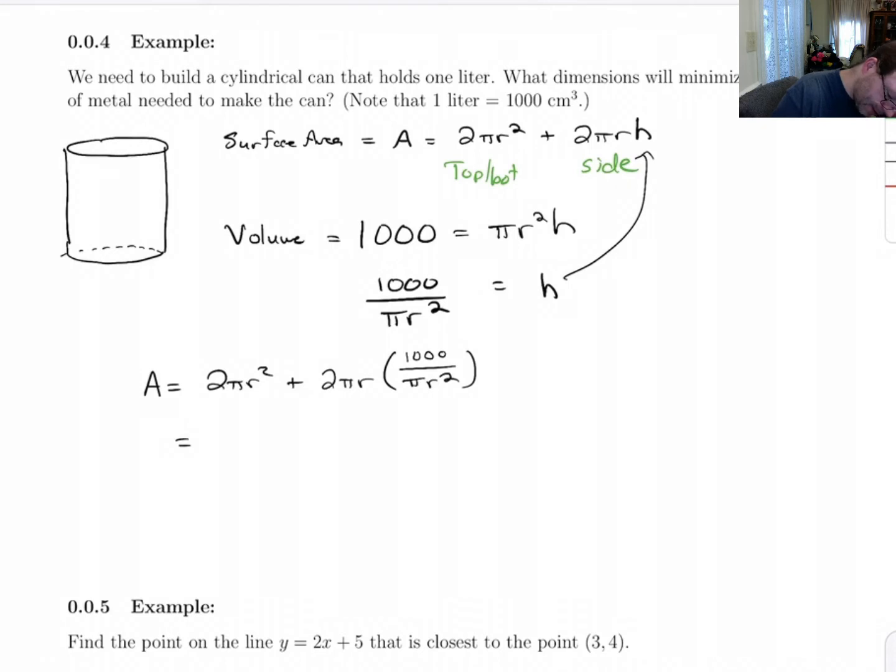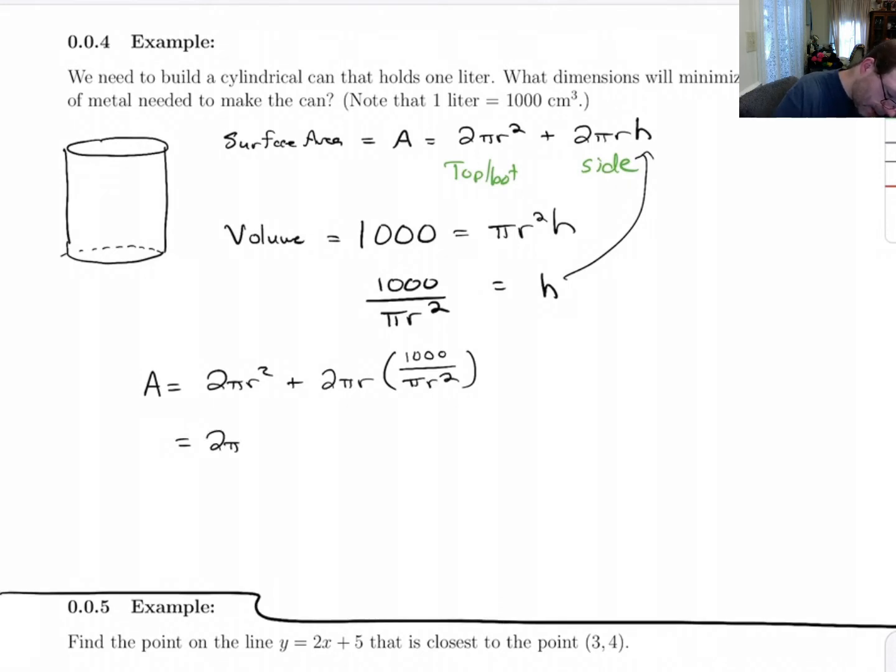So let's see, what's this give us? 2 pi r squared plus, let's see, over here the pi's cancel. This cancels with one of those r's. And we're left with 2,000 on top and a single r on the bottom. So that's my area function, and that's the thing that I need to take the derivative of and set equal to 0.